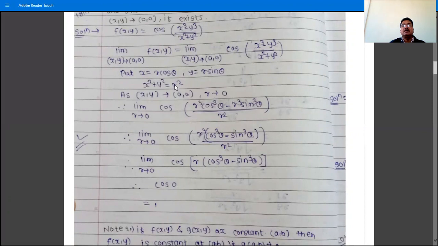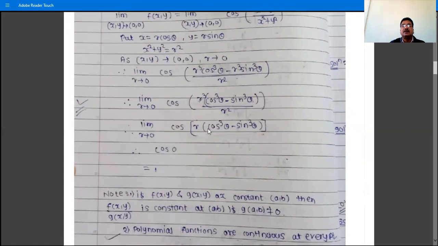Because r is what? Root of x square plus y square, that is root of 0 plus 0, which is 0. So as (x, y) tends to (0, 0), r tends to 0. So continuing the problem, that is equal to the limit as r tends to 0 of cos of (r cube cos cube theta minus r cube sin cube theta) divided by r square. Take r cube as common, then r square gets cancelled with the value of x square plus y square as r square. Then we have r times (cos cube theta minus sin cube theta).